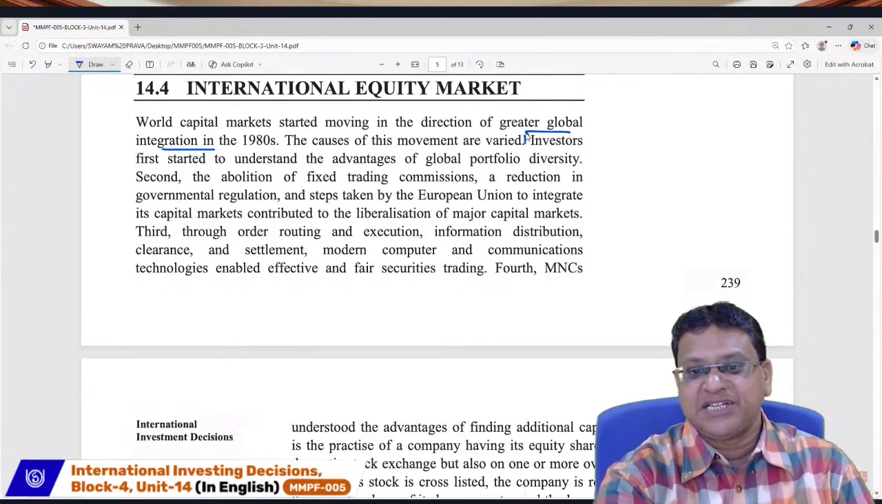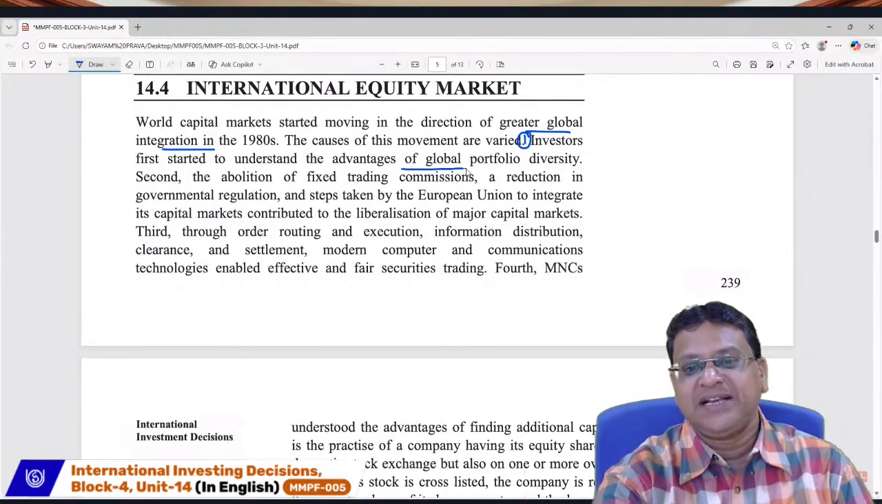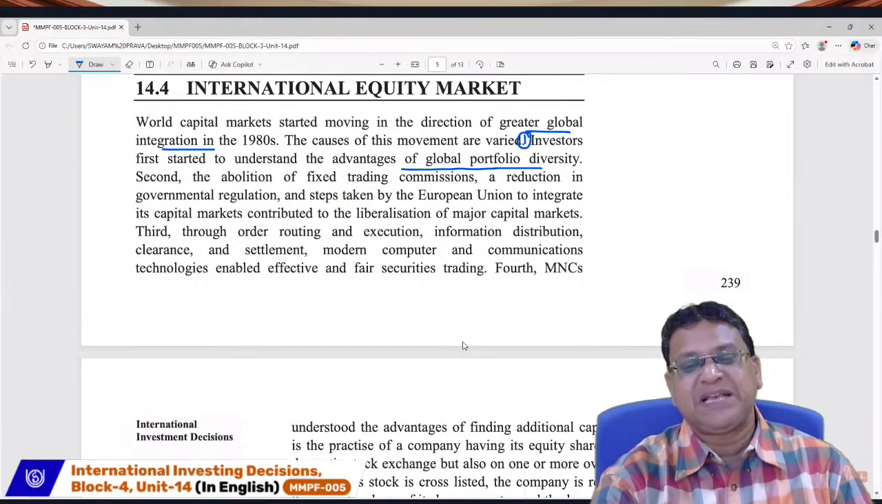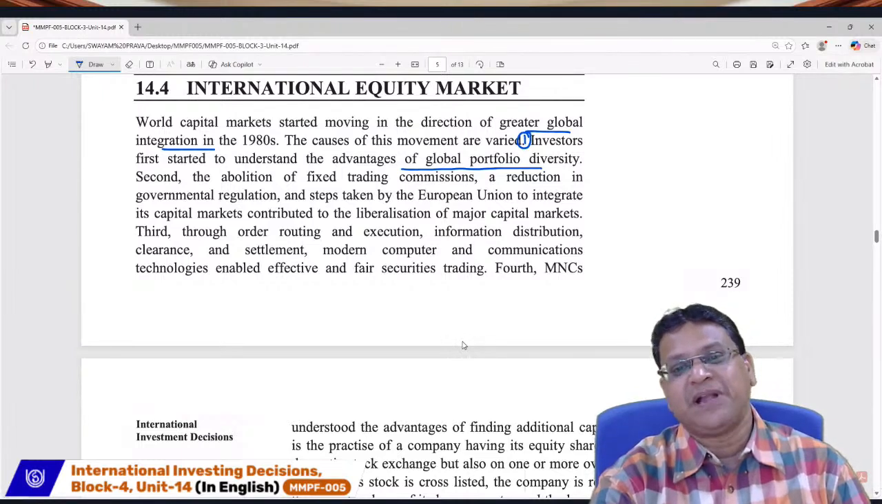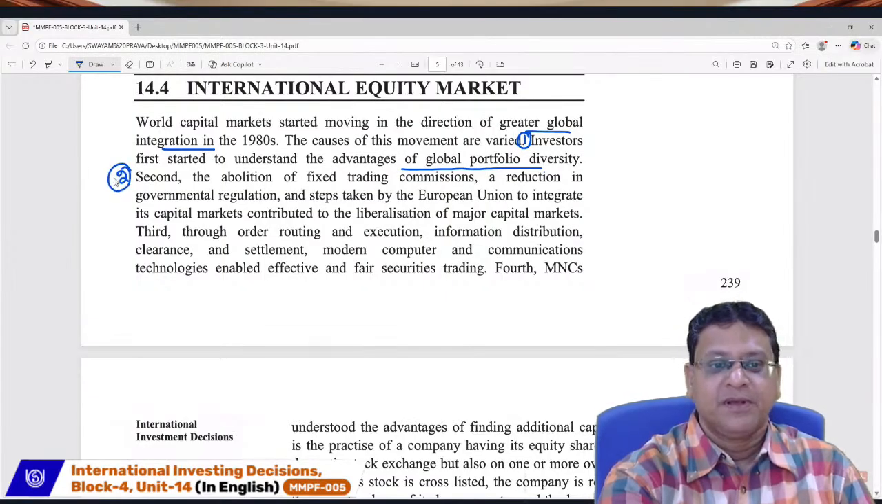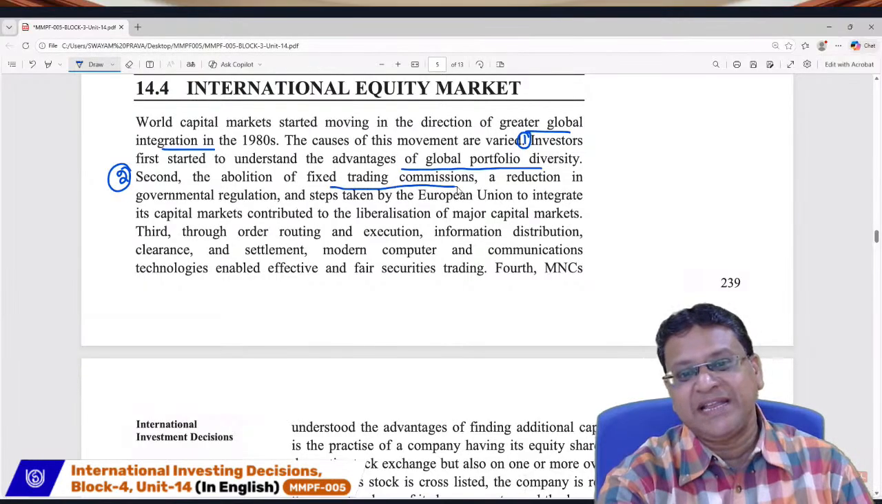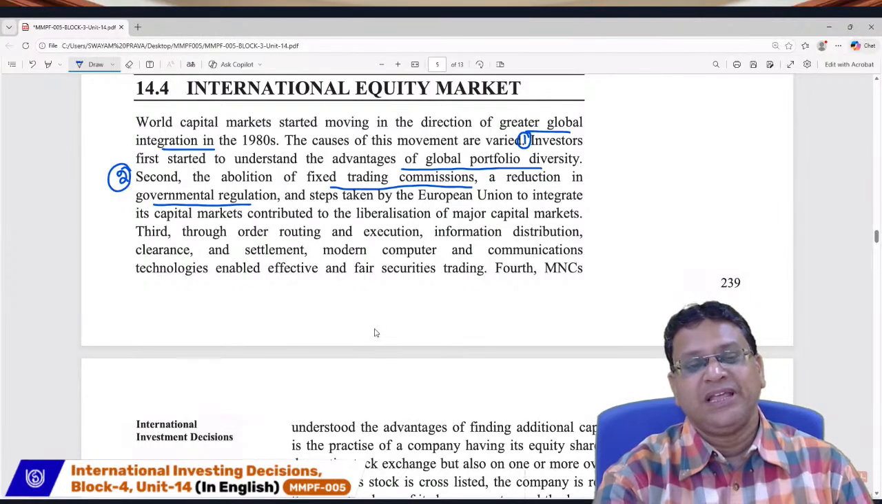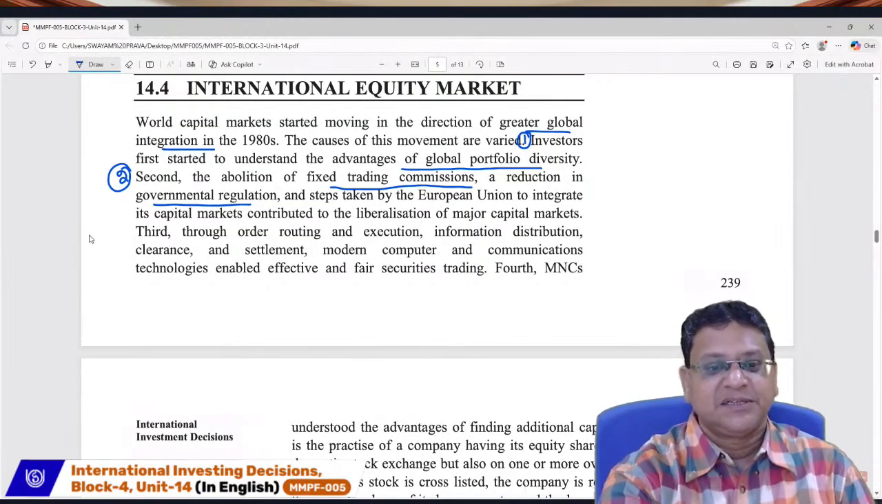First, investors now know the advantage of global portfolio diversification. They know that in order to reduce country-specific systematic risk, the only strategy is international portfolio investment. Second, the abolition of fixed trading commissions and a reduction of government restrictions on foreign investment has increased the international equity culture.